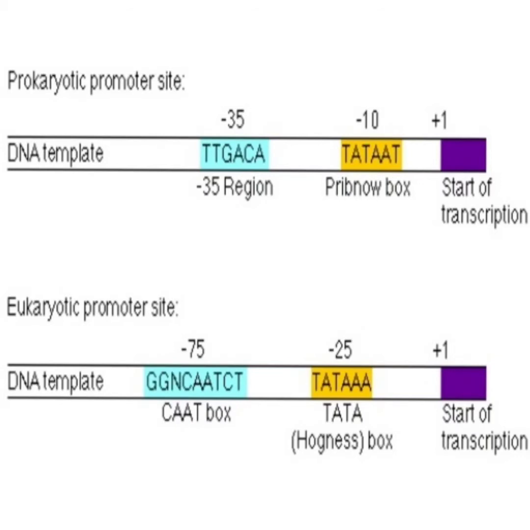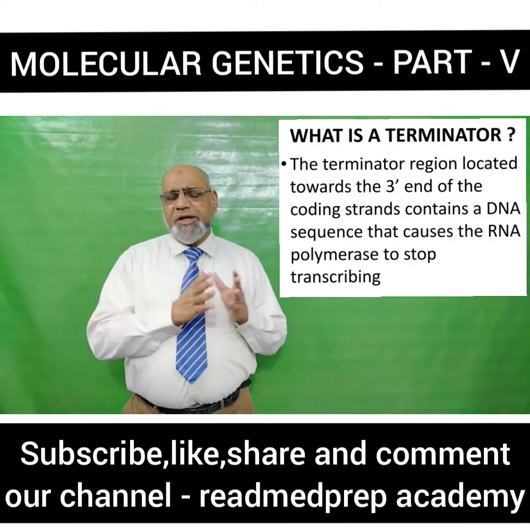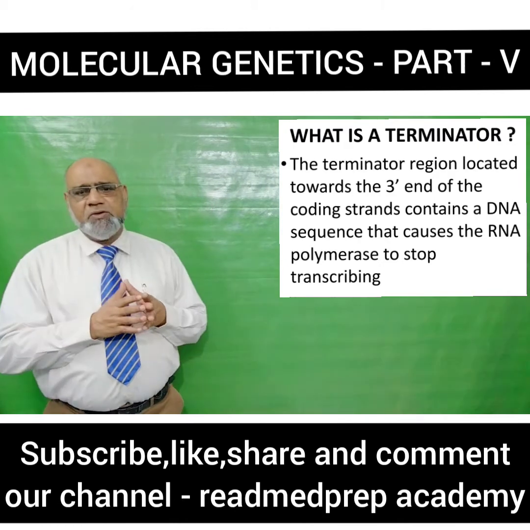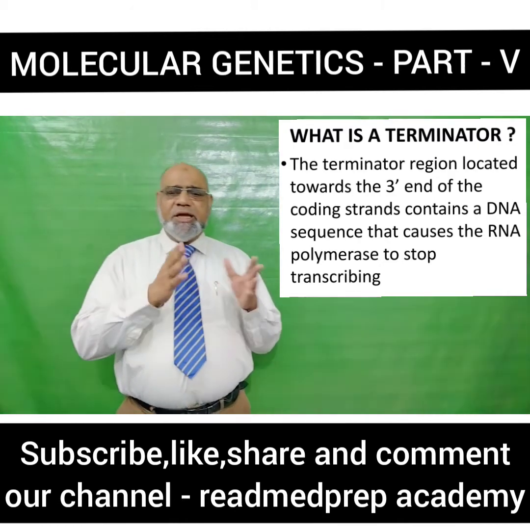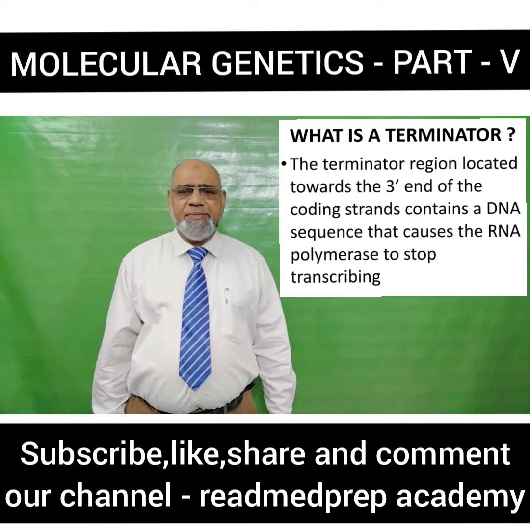Below you can see the eukaryotic promoter site where the DNA template shows the CAAT box and the TATA box, Hogness box, and next to it is the transcription site. What is a terminator? The terminator is a region that is located at the 3' end of the coding strand. It contains a DNA sequence that causes the RNA polymerase to stop transcribing.